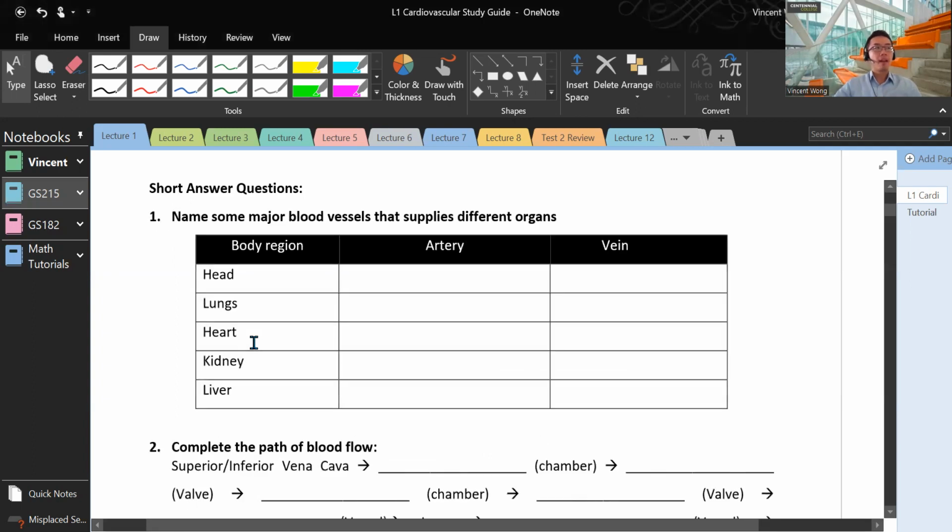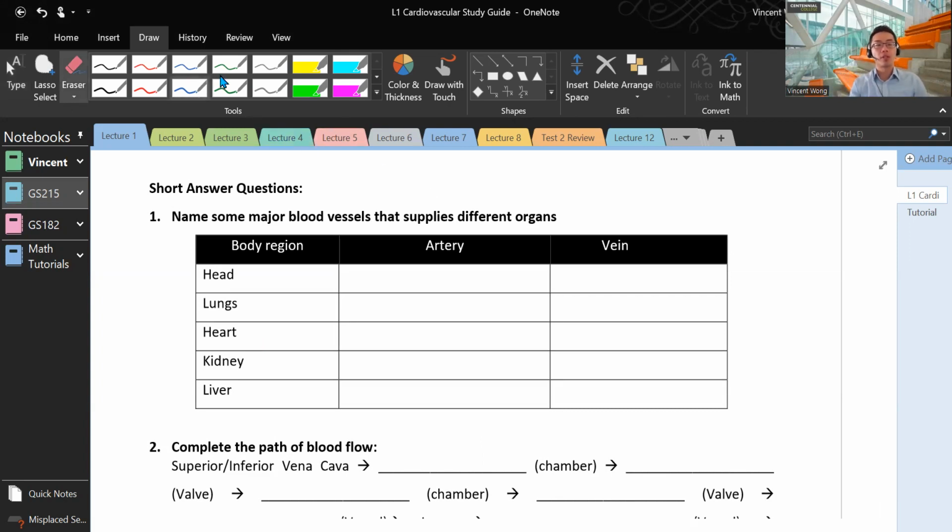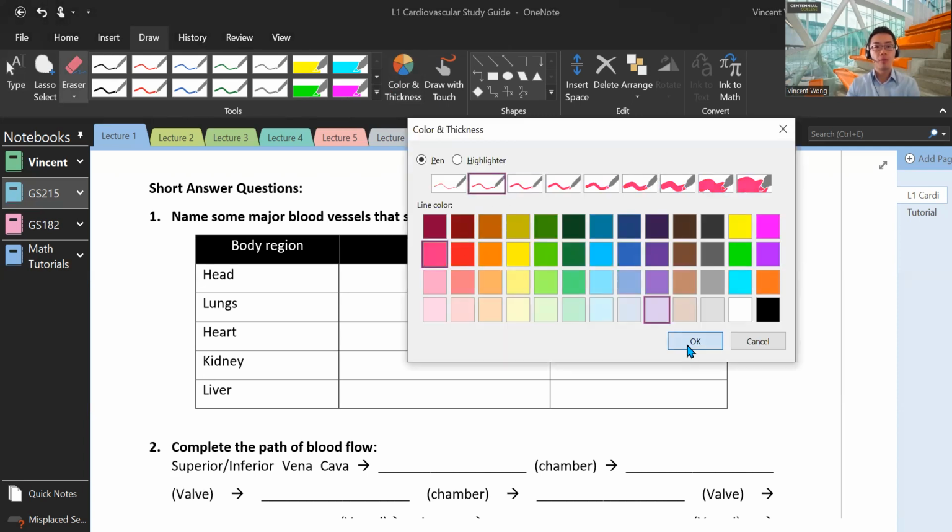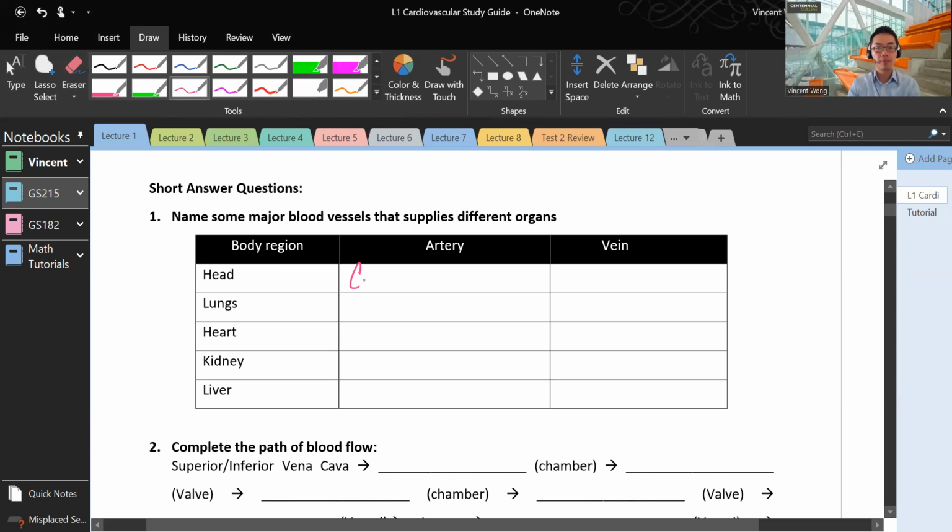Okay, let's get started. First question here. Name some major blood vessels that supply different organs. So for vessels that are going to the head, we have the carotid artery. They run up along the side of your neck, and it supplies oxygenated blood to your brain. And coming back down from the head, we have the jugular vein.